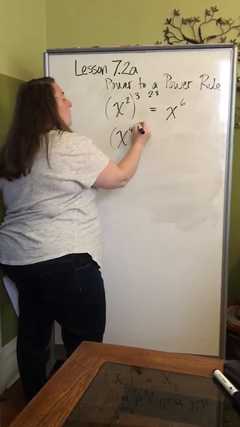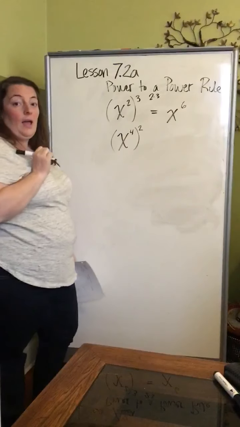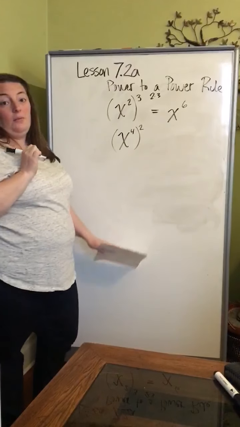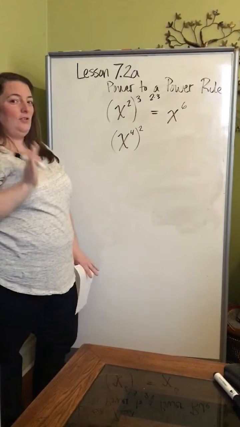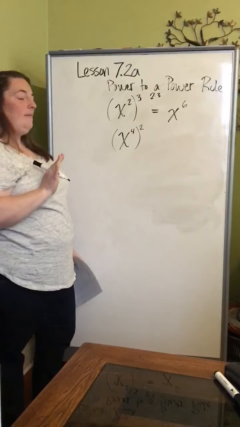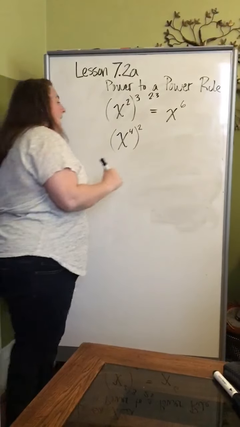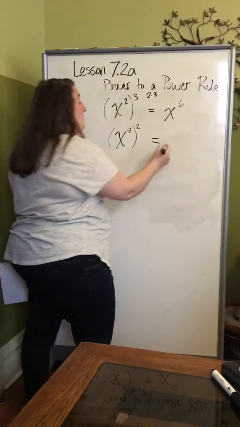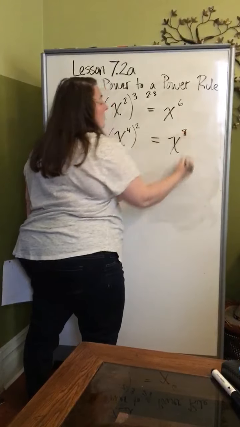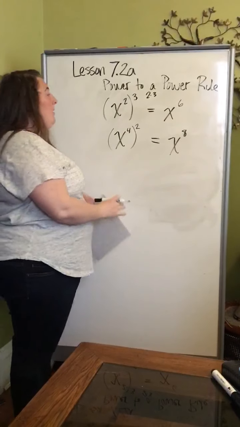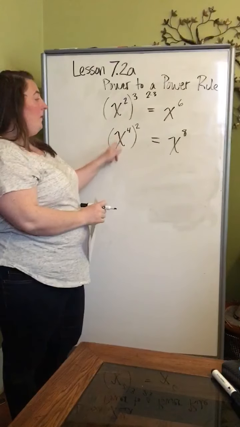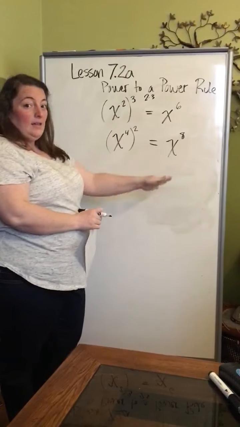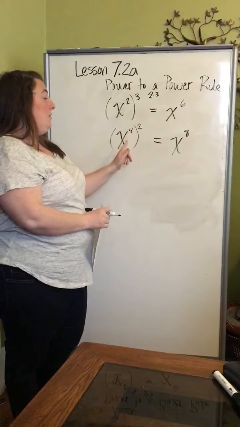So x to the 4th squared. Okay, so what do you think it would be? Pause the video for 1 second just so you can think about what it might be. Okay, and you're back. So 4 times 2, you're just multiplying the two numbers together, x to the 8th. Okay? Now, if there's more than one variable in there, everything gets that power distributed to it.